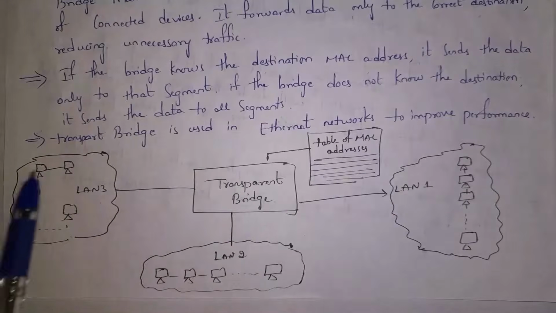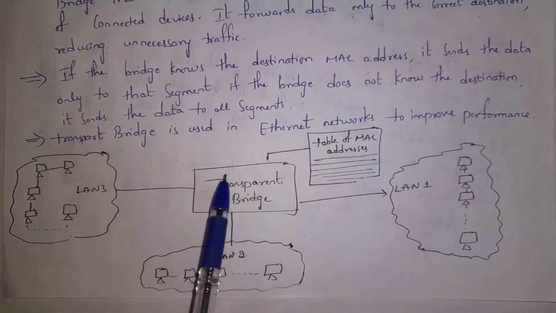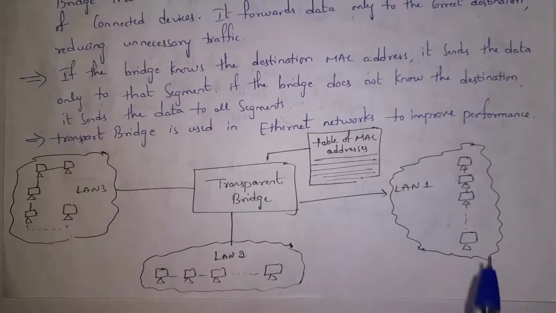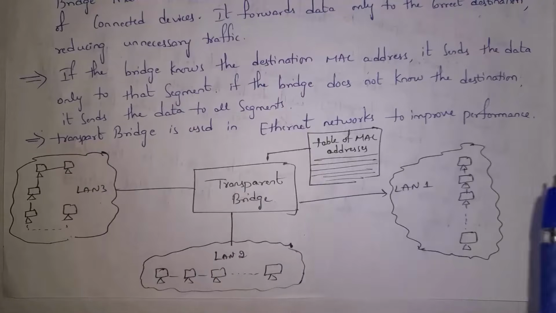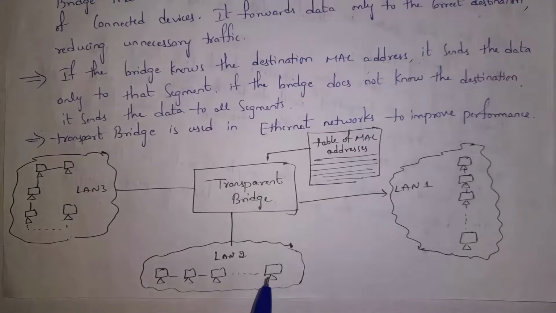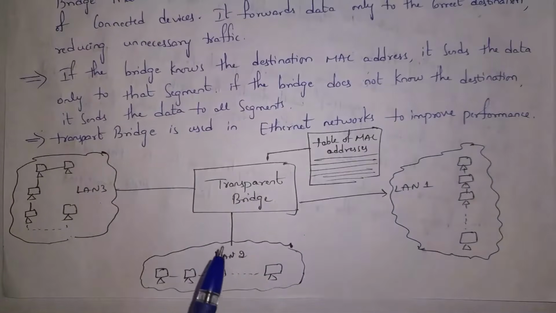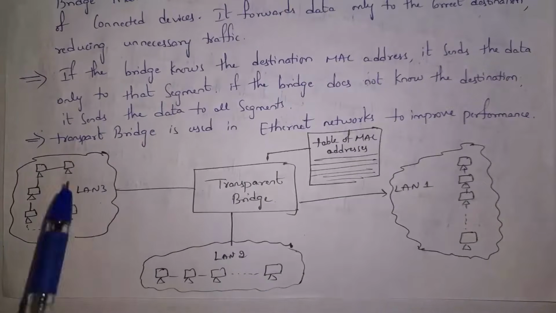Thus, for example, this computer wants to send data to this computer. So whenever this computer sends data, the transparent bridge will identify this device by using the MAC address. As all MAC addresses are present in this table, the transparent bridge will send data to this computer based on the MAC address. For example, this computer wants to send data to this computer, but this computer's MAC address is not present in this table. So whenever a MAC address is not available in this table, then this transparent bridge will send data to all segments connected to the network. So data is transferred to each and every segment.